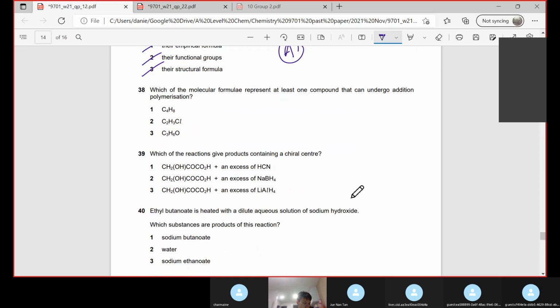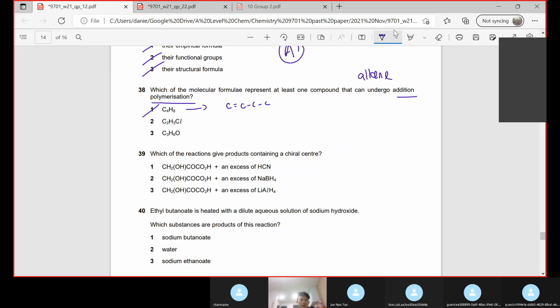Okay, which of the molecular formulas represent at least one compound that can undergo addition polymerization? For this question, what you need to know is that only alkenes can undergo addition polymerization. So you try to draw, can it form an alkene? Yeah, C4H8, I believe no problem. C double bond C, then like this. Okay, at least one, right? So as long as you prove that there is one, then this is the correct answer already.